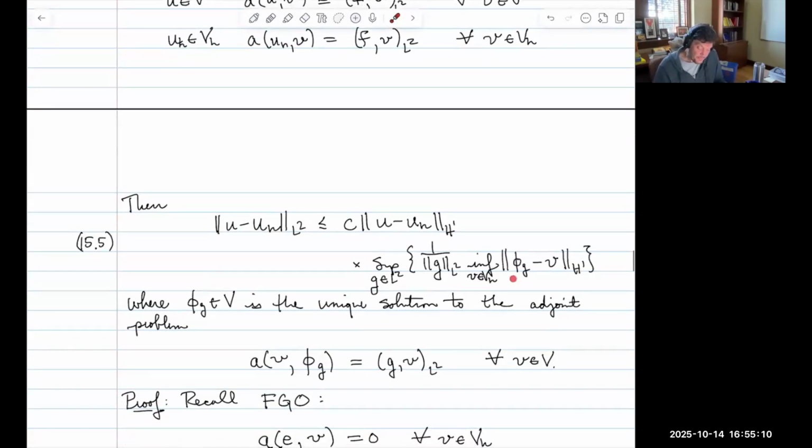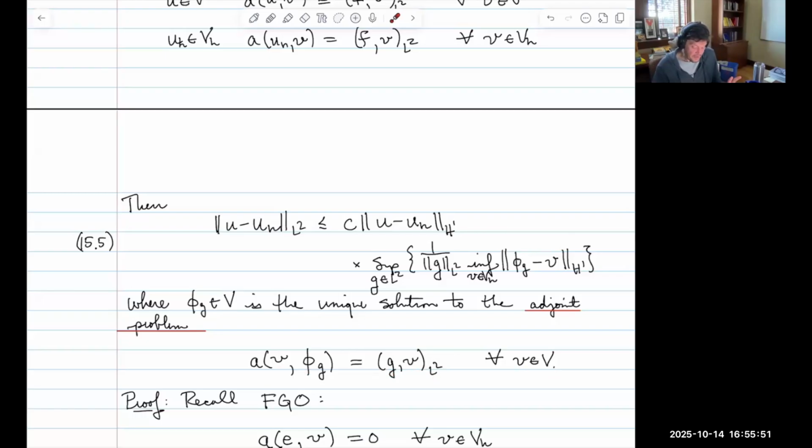Where this function is quite important, it's phi g. What is phi g? Phi g is the unique solution to what we call the adjoint problem. And what is the adjoint problem? The adjoint problem is just a reversed, backwards version of the weak formulation of a problem. We're saying that phi g satisfies the adjoint problem if A(v, phi g) is equal to (g, v) in L2 for every v in V.